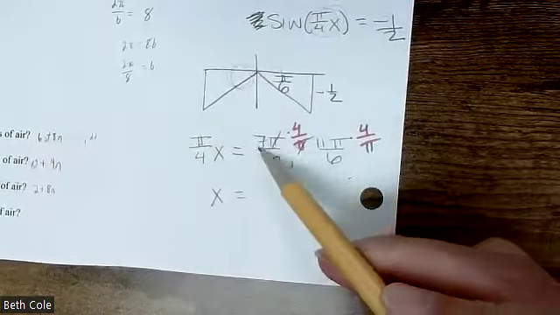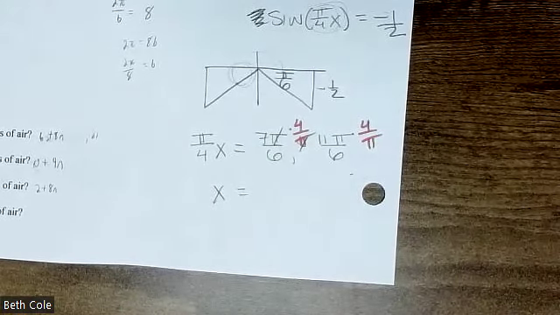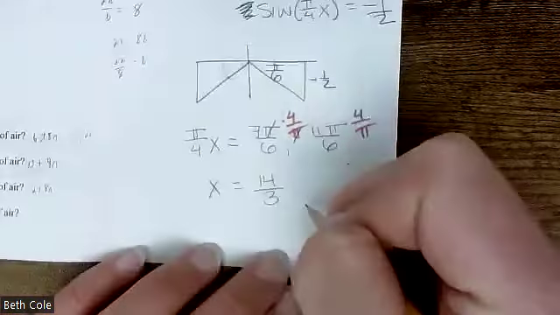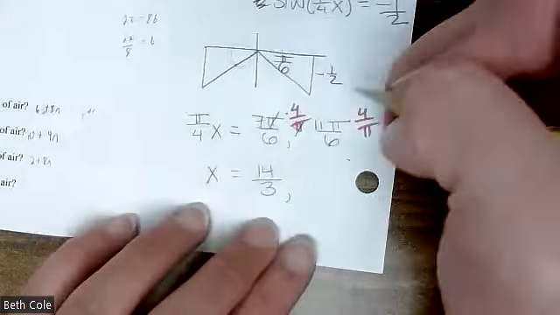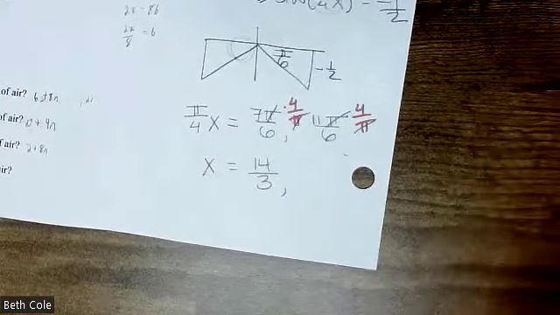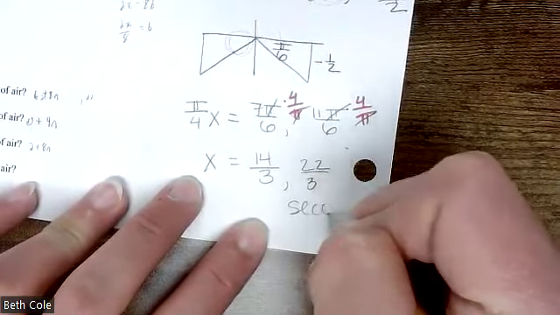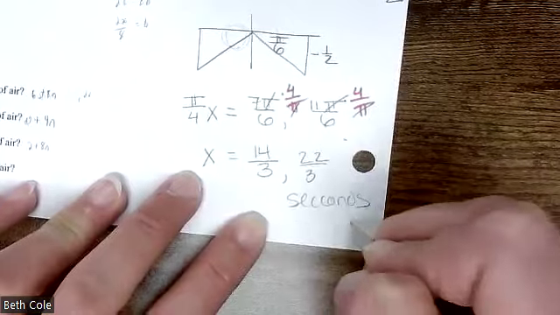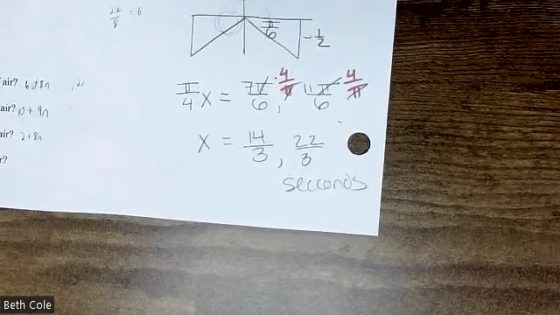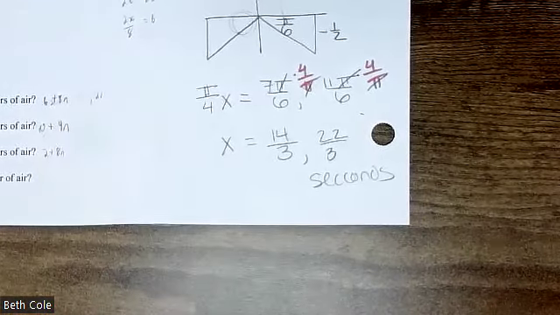We get x equals 7 times 4 would be 28/6. So let's see, 28/6 will reduce to what, 14/3? Comma, and then pi's cancel here. This would be 11 times 4, so 44/6 would reduce to 22/3. And these are in seconds. And et cetera. You would keep breathing. It's cyclic. What did we add last time? 8n? Yeah, so plus 8n.